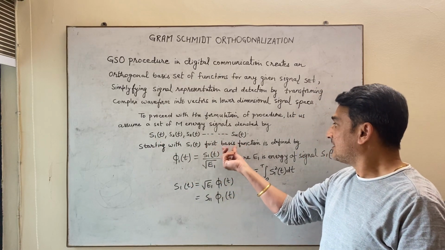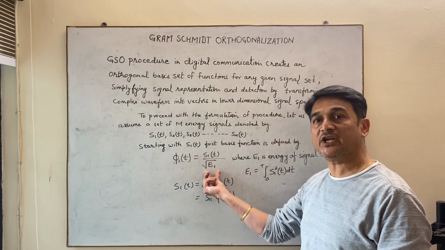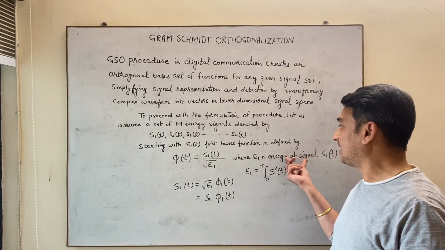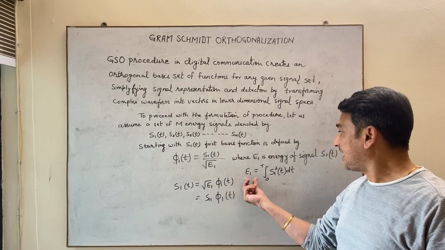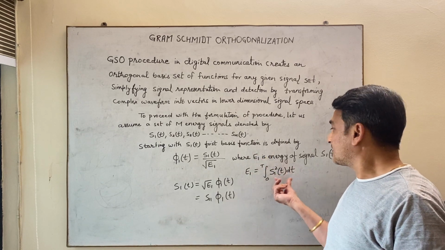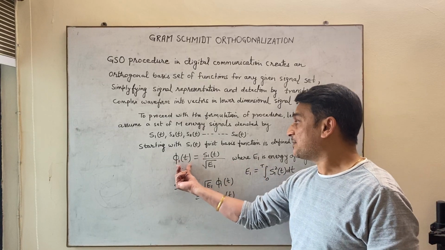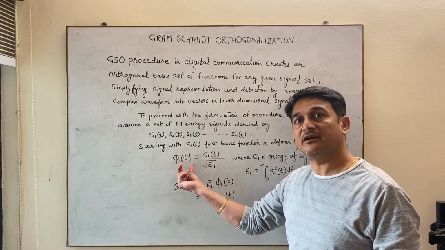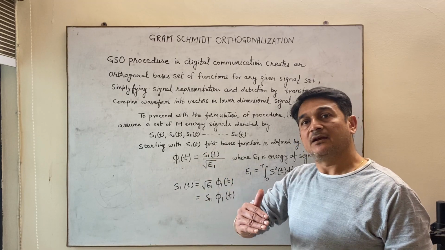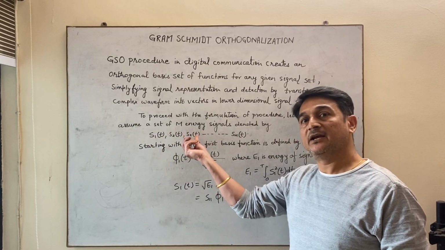Starting with S1(t), the first basis function is defined by phi1(t) is equal to S1(t) upon root E1, where E1 is the energy of this signal S1(t), and E1 can be calculated as the integration over 0 to T of S1 square (t) dt. From this formula you can calculate the energy of this signal, and the first basis function phi1(t) can be calculated by S1(t) upon root E1. This way we can create basis functions for all the signals starting from S1(t) till SM(t).